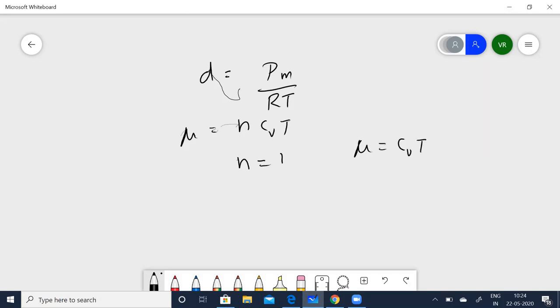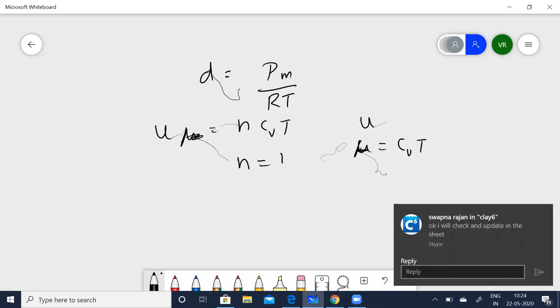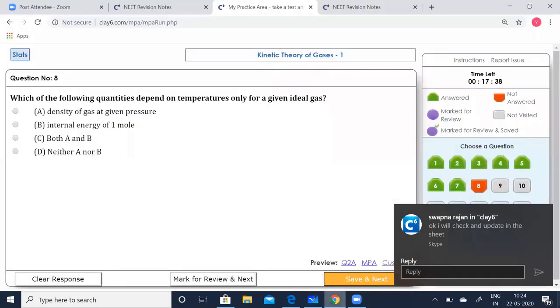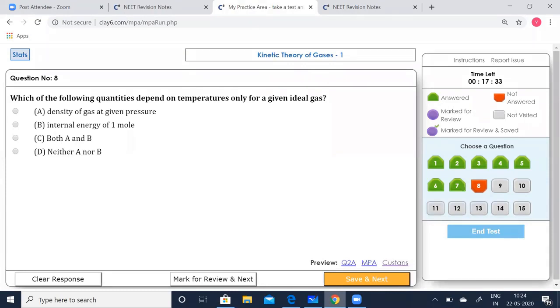All right, so I'm sorry, children, it's not mu, it's U, the internal energy. U is equal to Cv into T, where from this it is clear that Cv is going to be a constant. So the internal energy is directly proportional to the temperature. All right, so let's see which option is correct. You can see that the internal energy depends only on temperature.